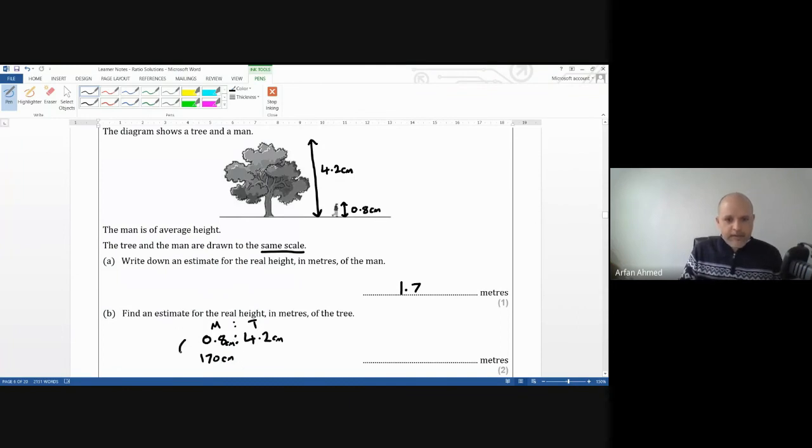How do you get from that to that? How many 0.8s go into 170? So 170 divided by 0.8. I get 212.5. Let's do the same to this side. We have to times it by 212.5. 4.2 times that. What do we get?